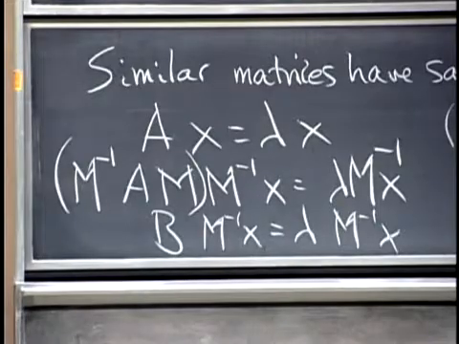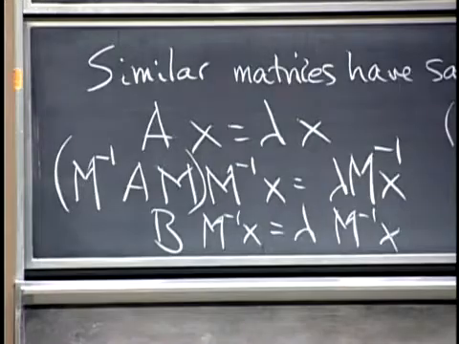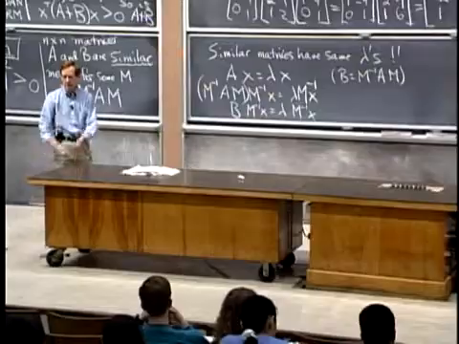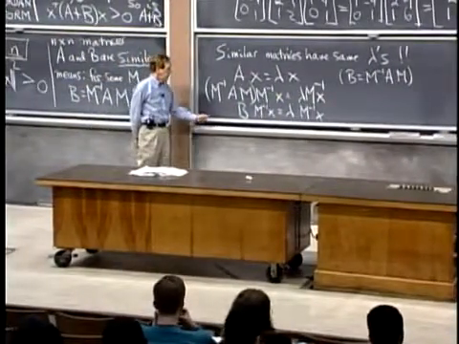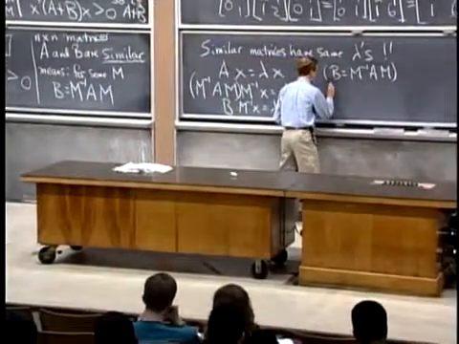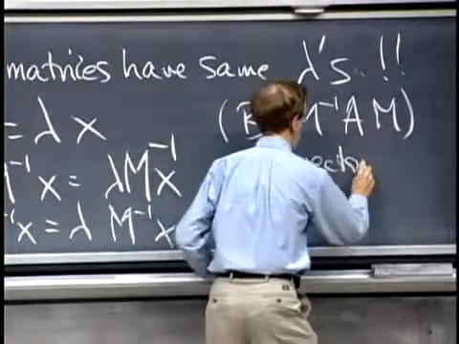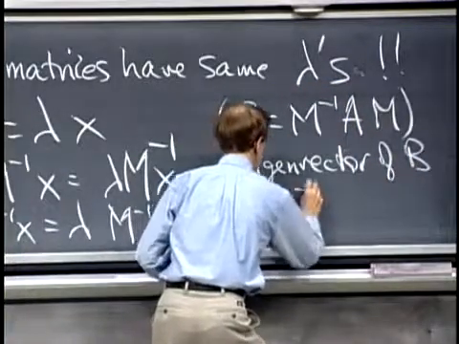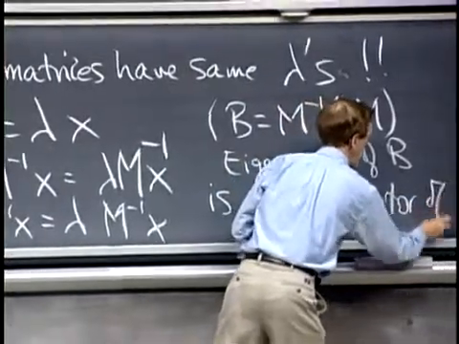The eigenvector didn't stay the same. Of course, I don't expect the eigenvectors to stay the same. If all the eigenvalues are the same and all the eigenvectors are the same, then probably the matrix is the same. Here, the eigenvector changes. So the point is that the eigenvector of B is M inverse times the eigenvector of A.